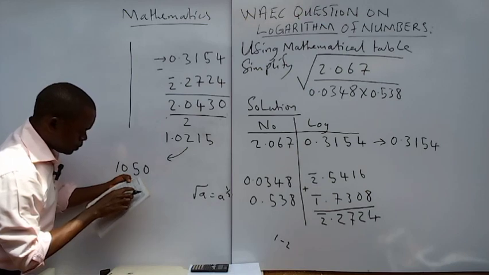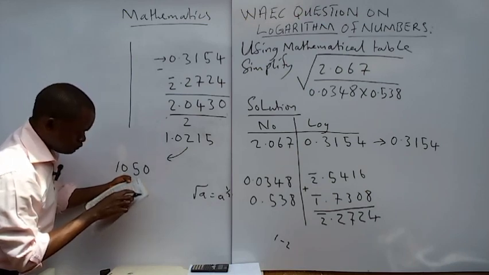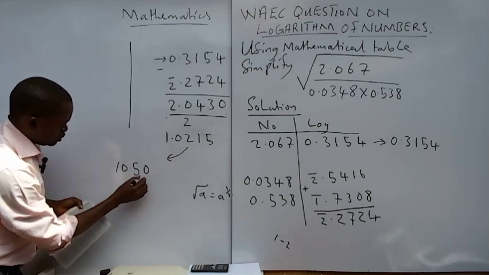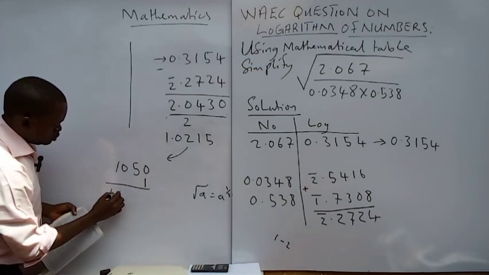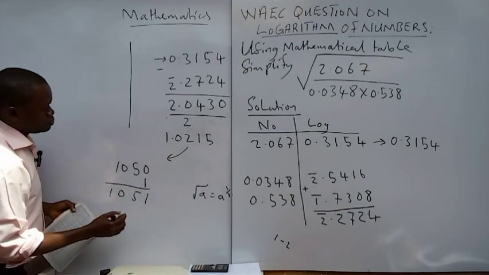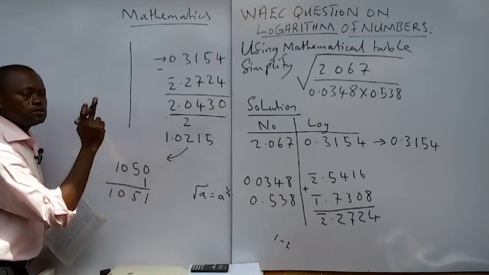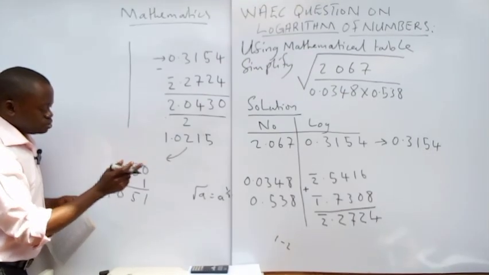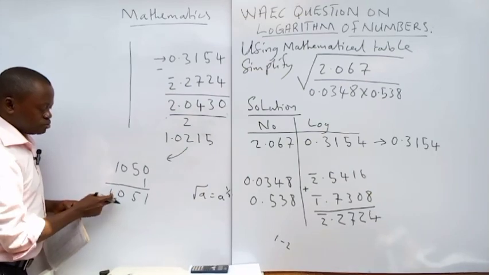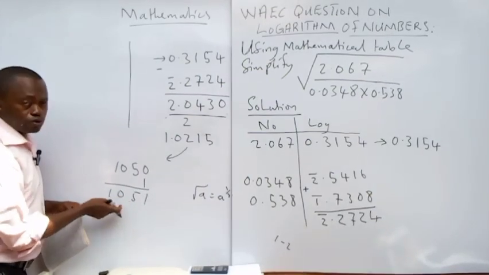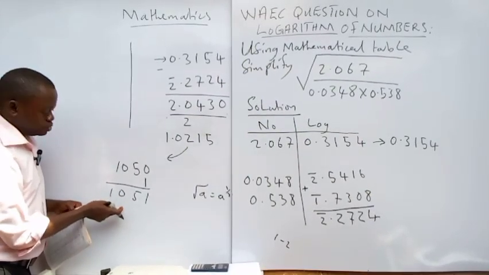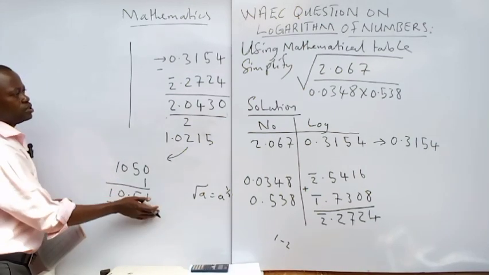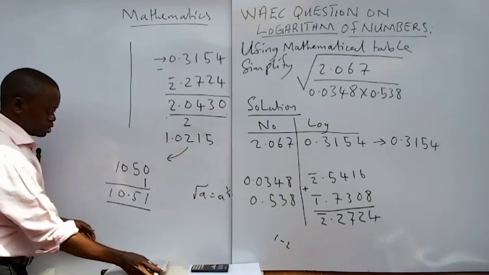0.02 under 5, that's 1. The difference 5 is 1. Add it here, so you have 1051. What is the implication of this one? You add 1 to it, and that will be 2. That will determine the number of counts you count in this figure before you put your decimal point. So I'll count 1, 2 and put my decimal point here. This is the answer I will get in simplifying that problem.